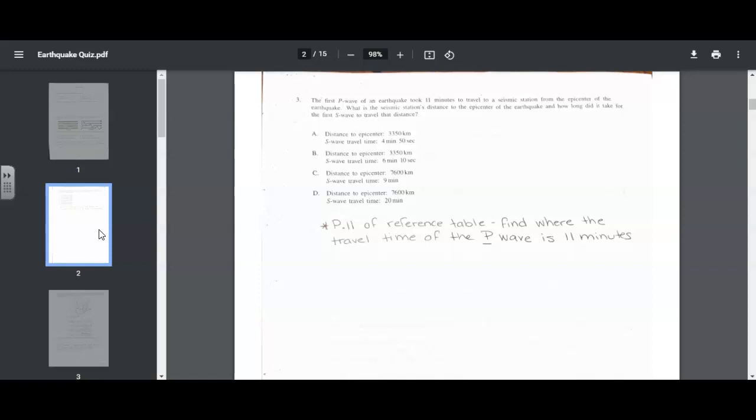So you're going to look at page 11 on your reference table. Find where the travel time of the P wave is 11 minutes. Okay? Once you figure that out, you should be able to figure out the distance to the epicenter and the S wave travel time. Okay? Travel time of the P wave is going to be 11 minutes.